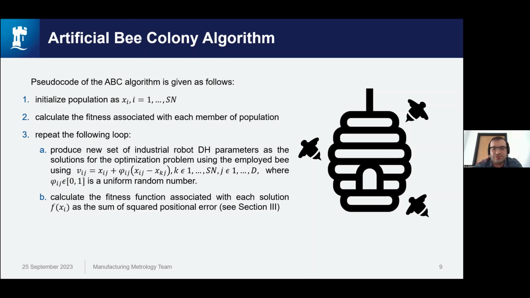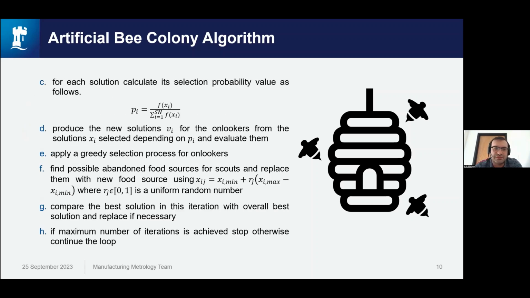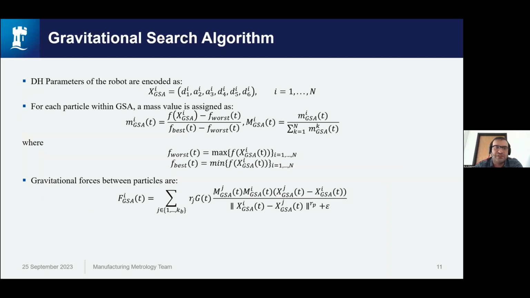Using a similar approach, it is possible to do optimization on the DH parameters of the industrial robot. As you can see here, a summary of this algorithm is given. And then the next algorithm which we are using is the gravitational search algorithm.